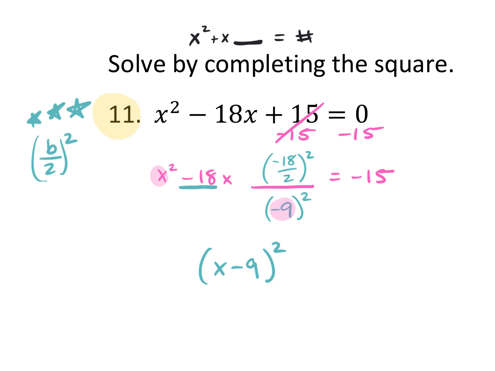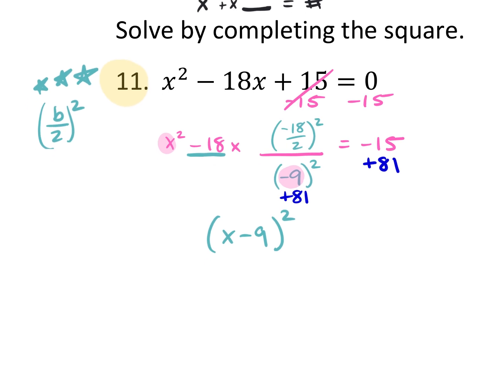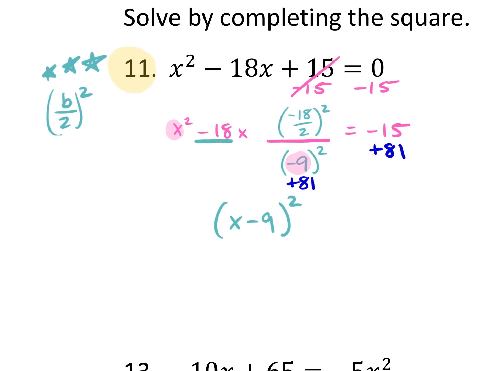Now we have to keep our equation balanced. What is -9 squared? 81. So I'm adding 81 on the left side here. What else do we have to do? We got to add it to the right side too. You got to keep your equation balanced. So whatever you're putting in to complete the square, you've got to add the same number to the right. So then this is equal to, let's add these two together. What's -15 plus 81? 66.